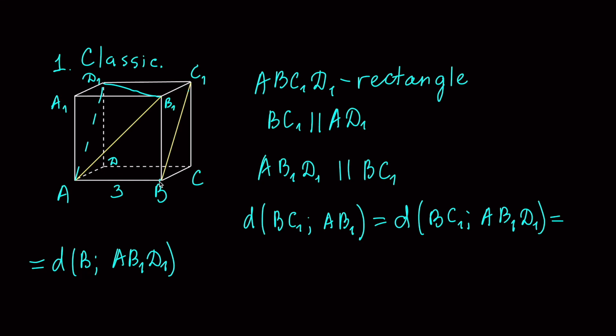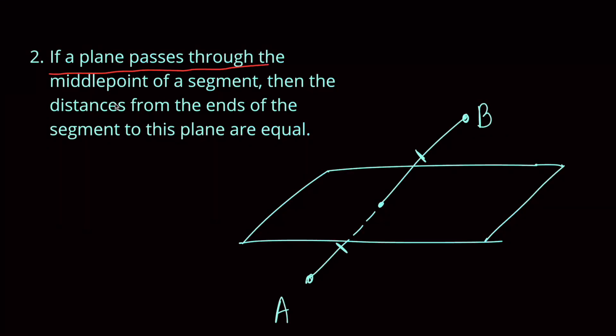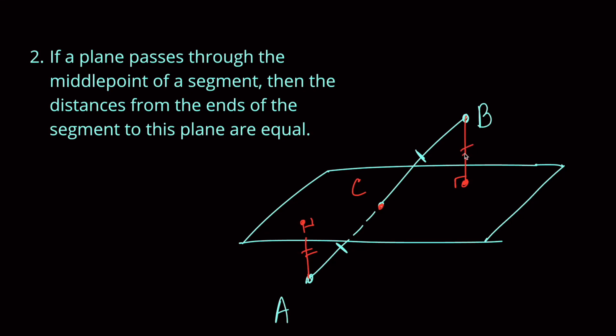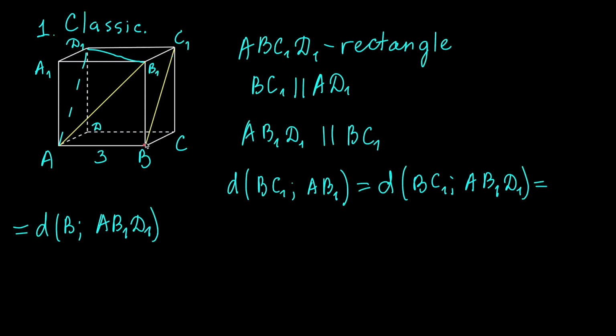So now we're trying to find the distance from this point to this plane. And here we're going to use another interesting fact. We're going to use the fact that if a plane passes through the middle point of a segment, then the distance from the ends of the segment to this plane are equal. On this diagram, a plane passes through the midpoint C of a segment AB. So AC is equal to BC, which means that the distance from B to this plane is equal to the distance from A to this plane. So these two distances are equal. So in our case, instead of trying to find the distance from B to the plane AB1D1, I'll be finding the distance from A1 to the plane.